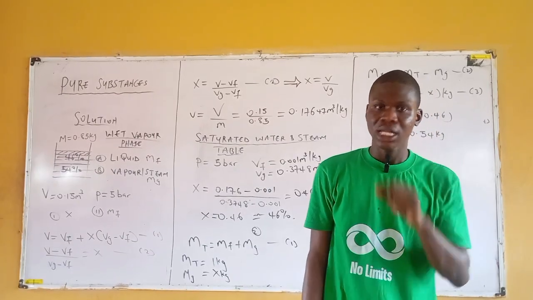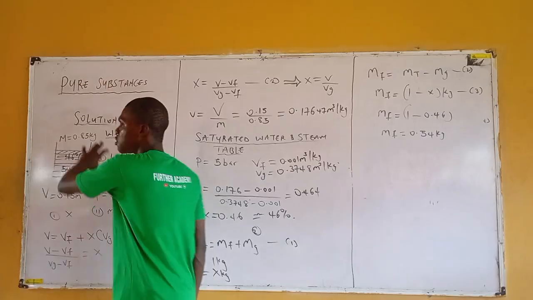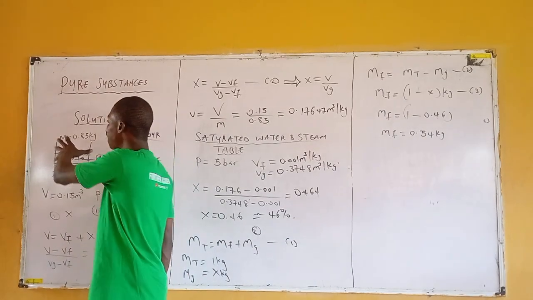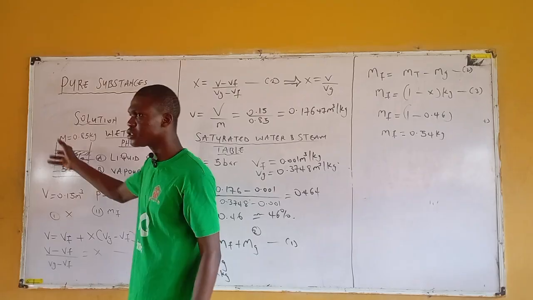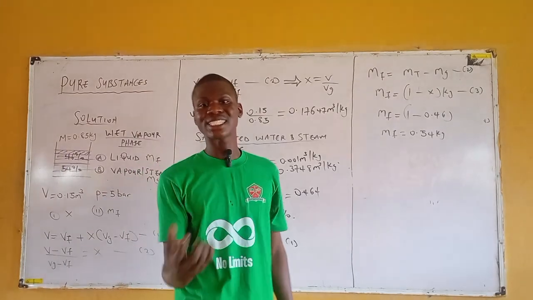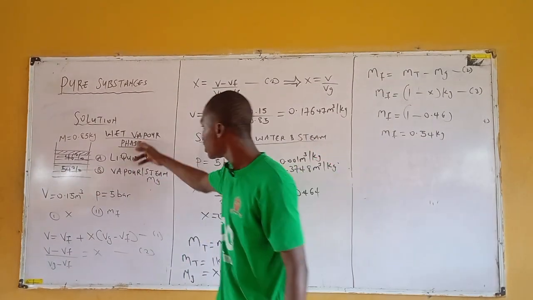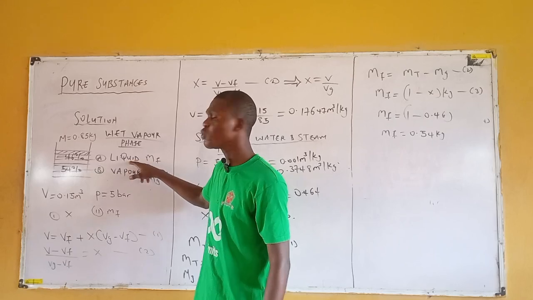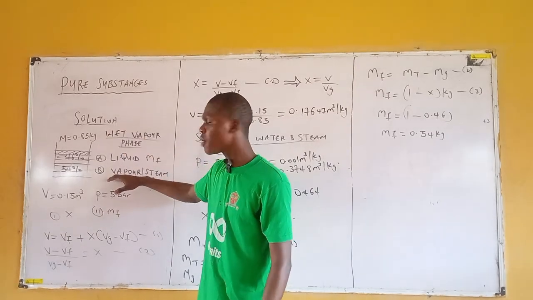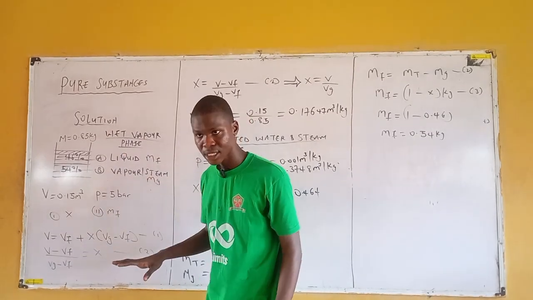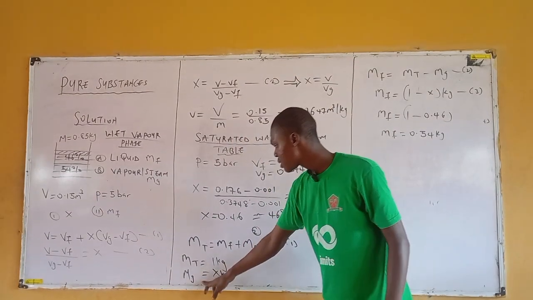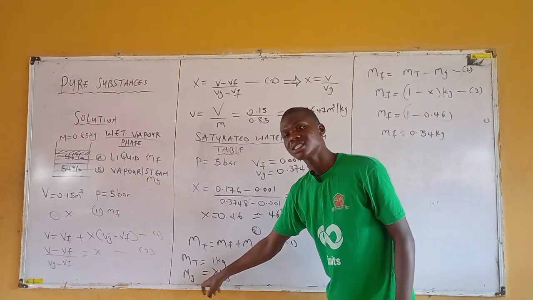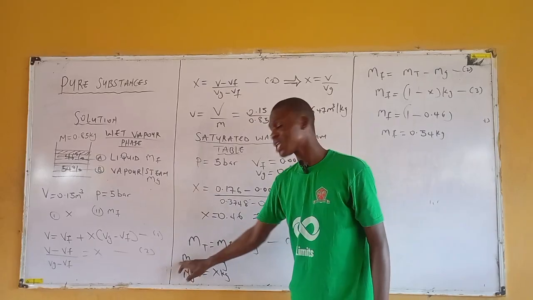Are you with me? Now in this case, this is the mass of the mixture, right? What exactly is this mixture? Liquid or vapor. Liquid has its own mass, vapor also has its own mass. Now, what we already did here, saying that the mass of the saturated vapor is X and the total mass is 1.